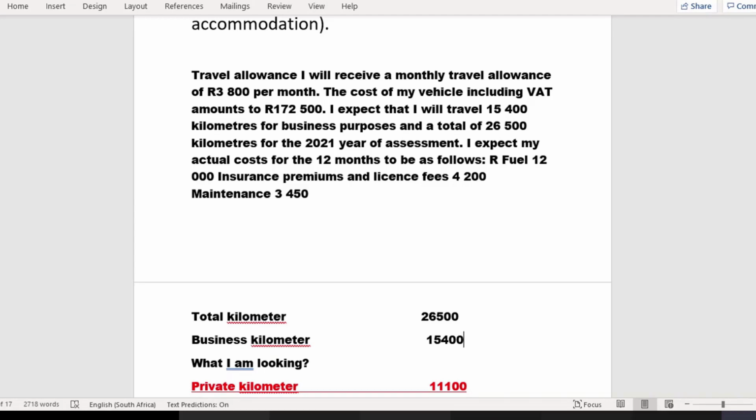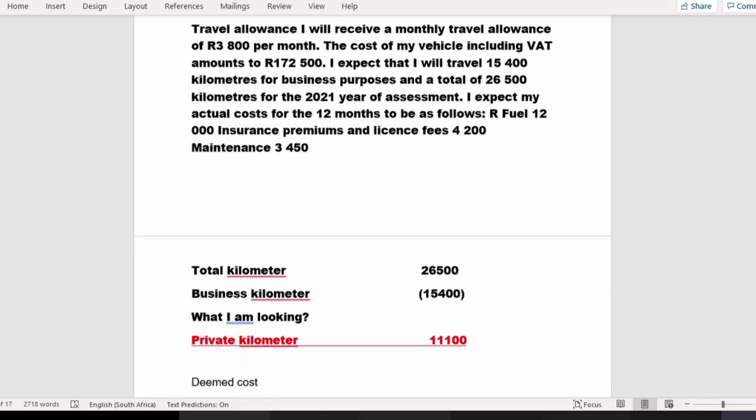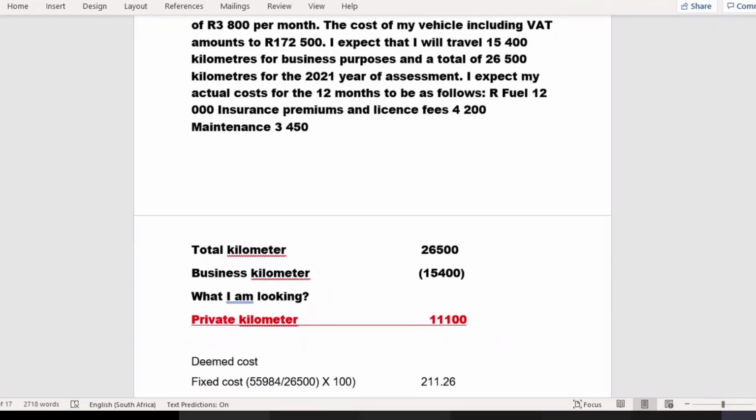In order to get the private kilometers traveled, you take the total kilometers traveled and minus your business kilometers traveled, which is what we did: 26,500 minus 15,400 kilometers. Can you see? Yes, sir. And then we got our private being 11,100 kilometers.